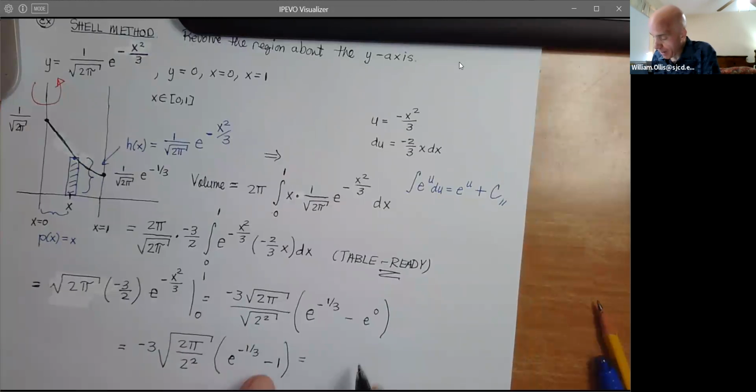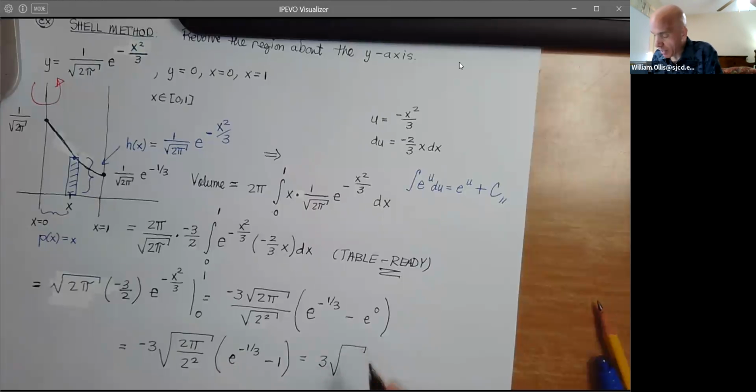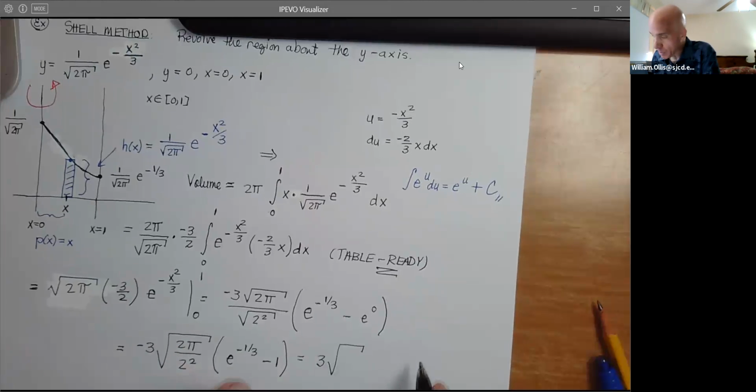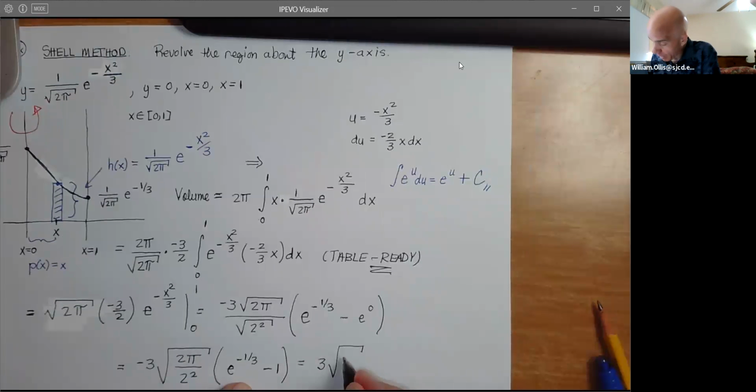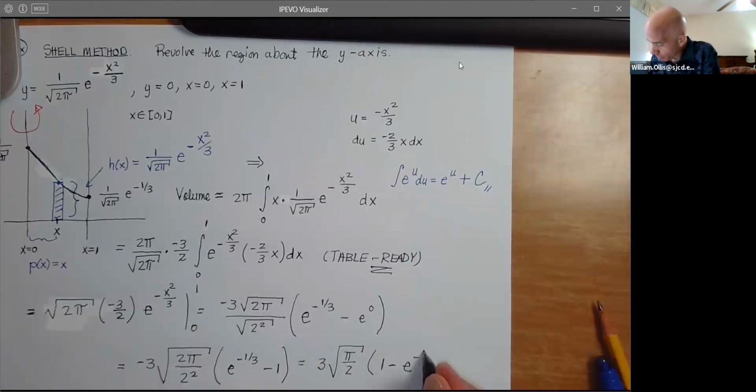So just factor the negative here, and that'll absorb that. So we have 3. And now we can write this as the square root of pi. And then, of course, the 2 will absorb into the 2 squared and give us pi over 2. And then, of course, 1 minus e to the negative 1/3.